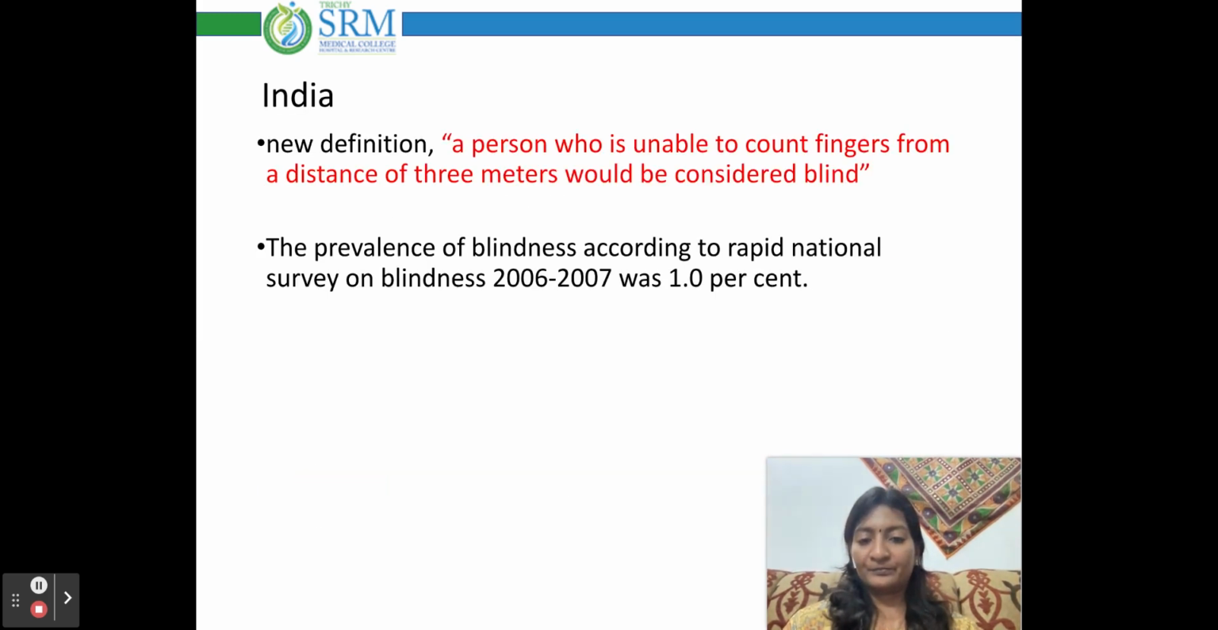So in India, the definition for blindness is that a person who is unable to count fingers from a distance of 3 meters would be considered as blind. So the prevalence of blindness, according to the Rapid International Survey on Blindness 2006 to 2007, was 1%.